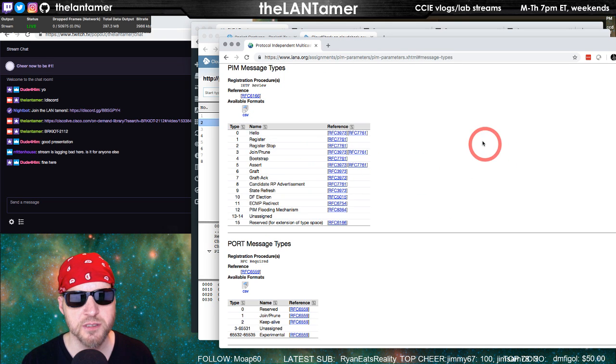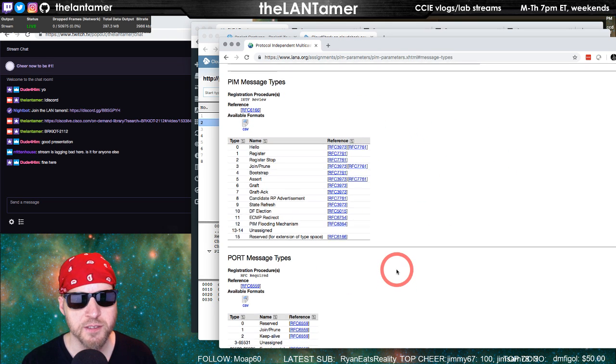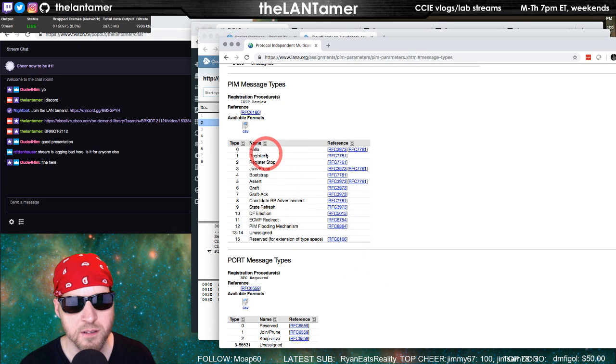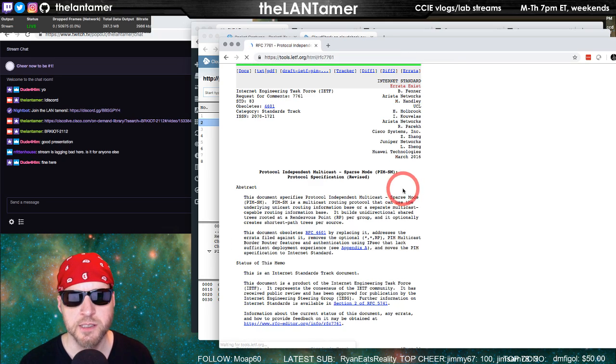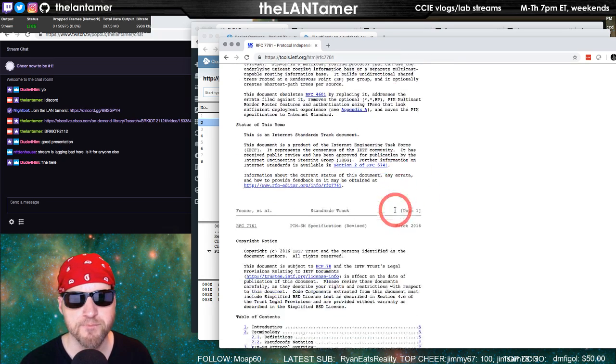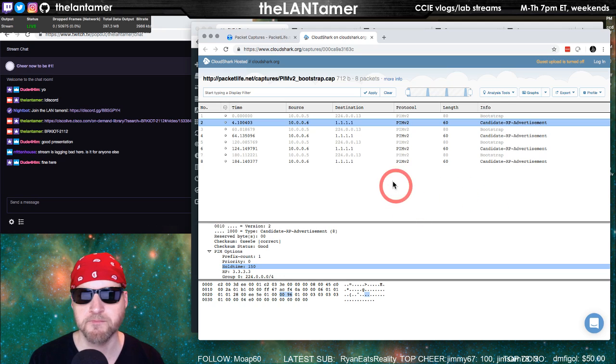PIM message types. Wow, okay, there's quite a few here. Hello, register, we've talked about. Register stop, we've talked about. Join prune, we've talked about. Bootstrap, we're talking about today. Assert, we talked about. Graft, I've read about. And graft ACK. Now candidate RP advertisement. So this is the new one I have not seen yet. And I don't know about these. And it's cool. Links you to RFC right here. Good stuff.